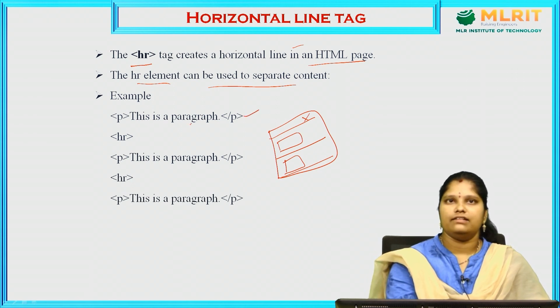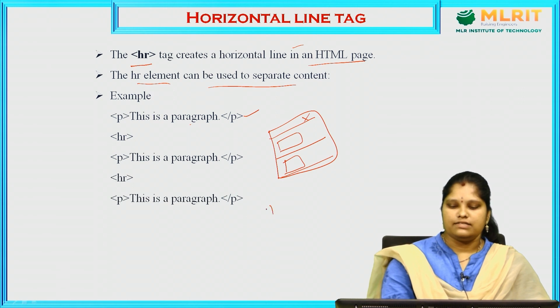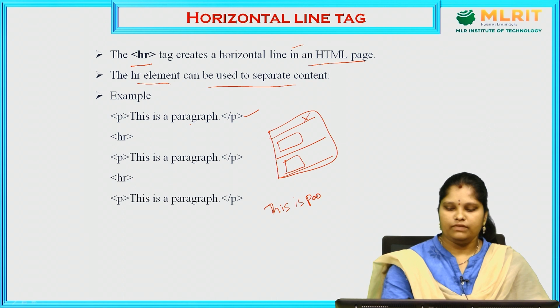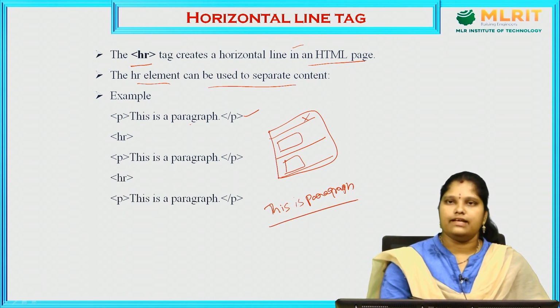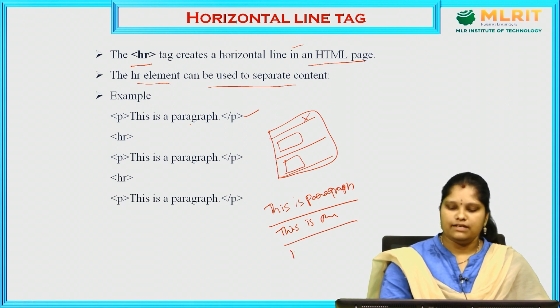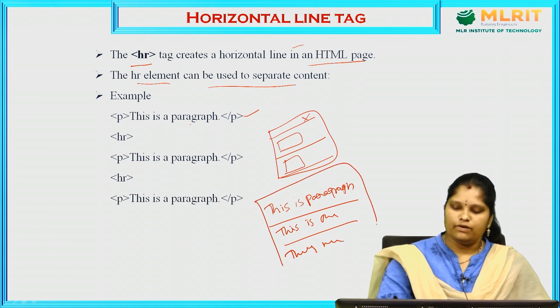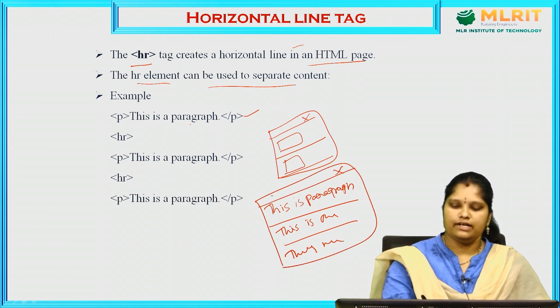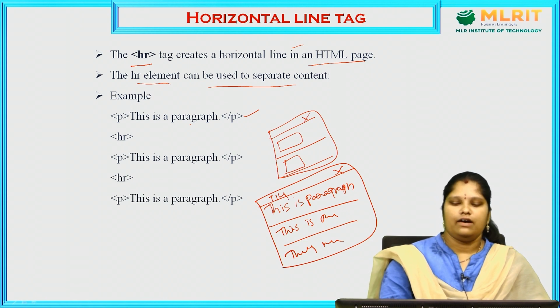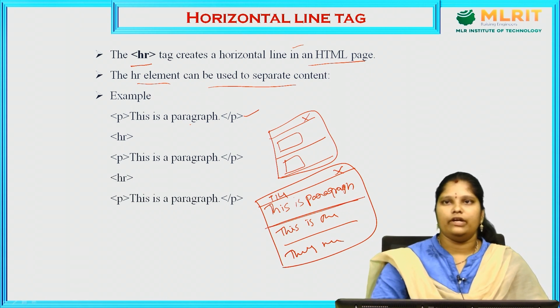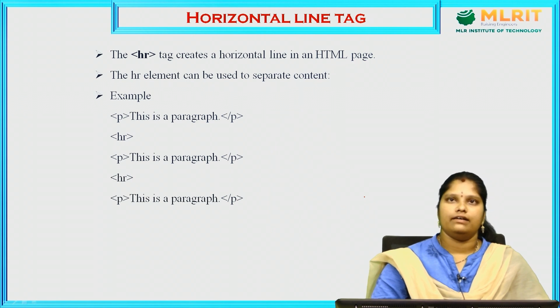Paragraph 1 is there, this is a paragraph, this is a paragraph, right. After that a line is there, and after that next this is a paragraph, and next it will display like this, and next this is a paragraph, right. Like this the page is visible to us. This is the title. Clear? Horizontal line. For a horizontal line we need to use the HR tag.